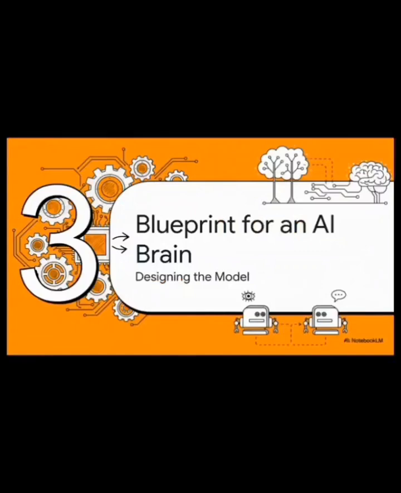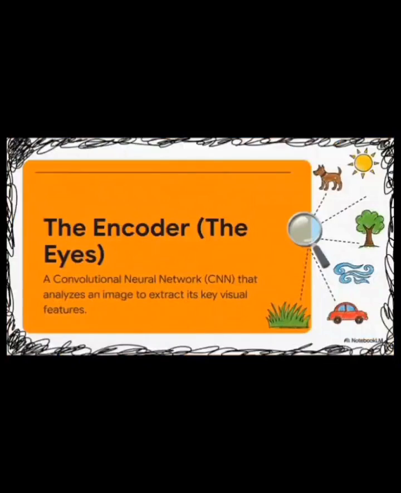And it's not just one big thing. It's more like a team of 2 different parts working together. First up is what's called the encoder. The easiest way to think about this is, it's the AI's eyes. It's a special kind of neural network, a CNN, that's just brilliant at image recognition. Its entire job is to look at a picture and basically make a list of what it sees. You know, dog, green grass, blue water, all the key visual stuff.